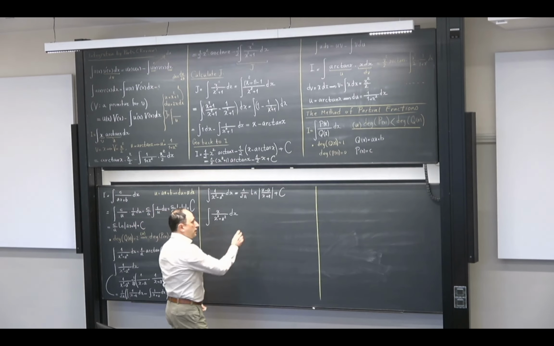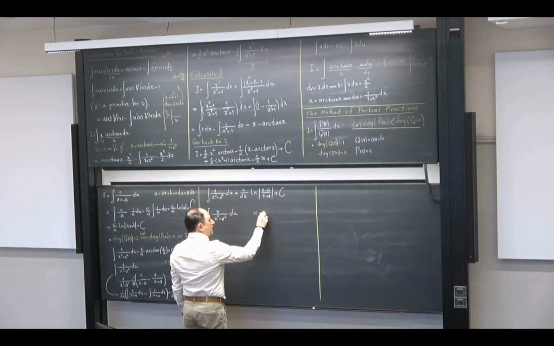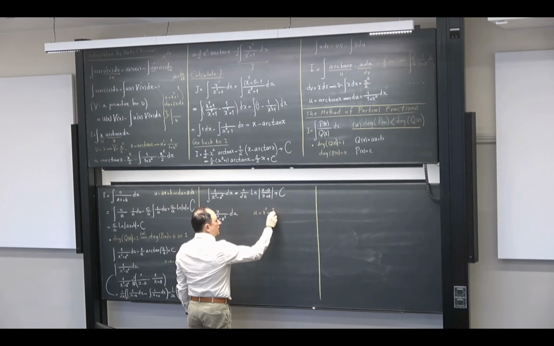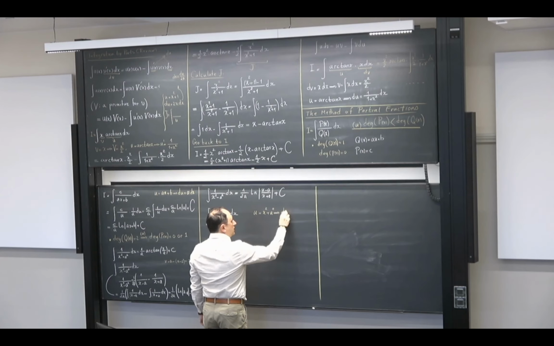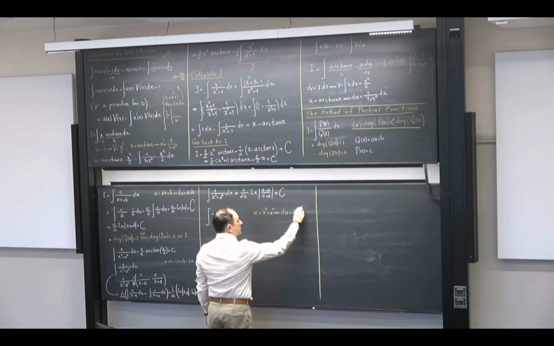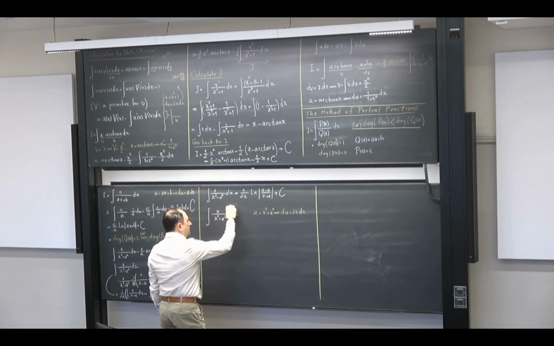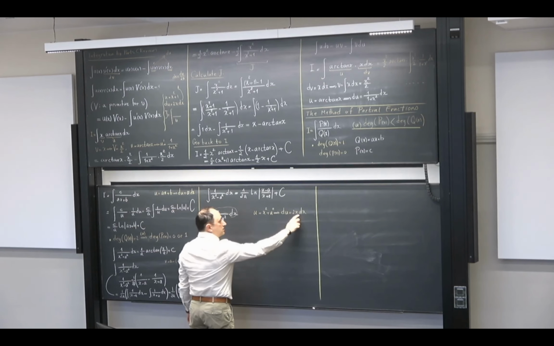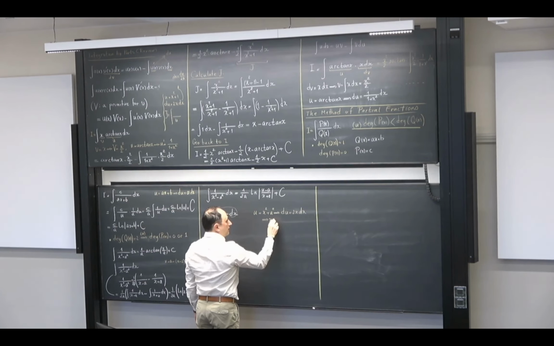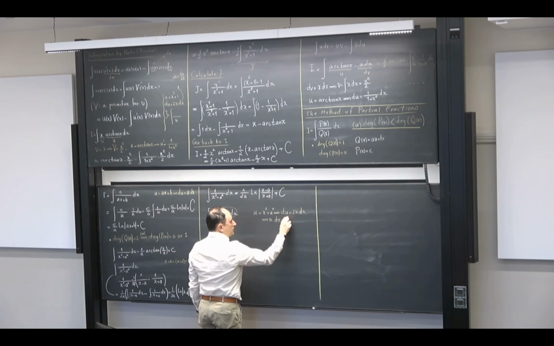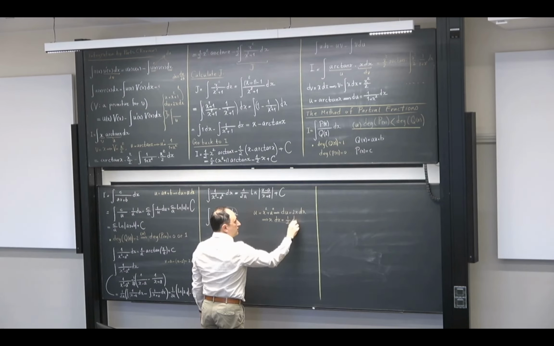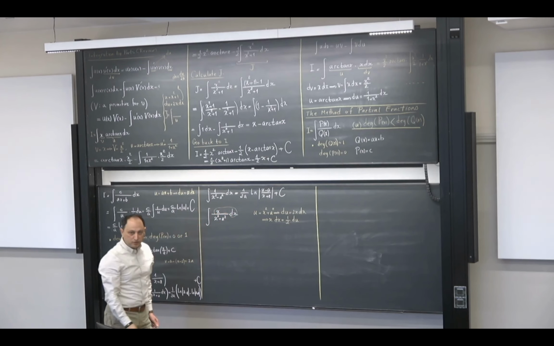How? I introduce u to be x squared plus a squared, and I take du, so du becomes 2x dx. But do you see what I need? I need this combination, x dx. So x dx becomes what? 1/2 du. What is the strategy? The strategy is to throw the old variable out in favor of the new variable everywhere.